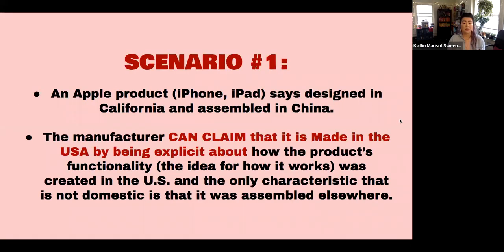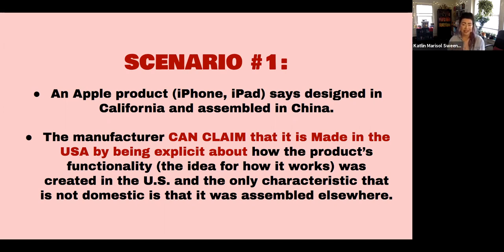Now, Mertes gives us this first scenario of an Apple product, like an iPhone or an iPad, that says designed in California and assembled in China. Now, she says that the manufacturer can claim that it is made in the USA by being explicit about how the product's functionality, the idea for how it works, was created in the US, and the only characteristic that is not domestic is that it was assembled elsewhere.